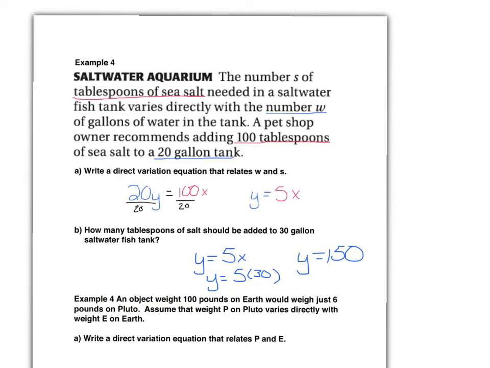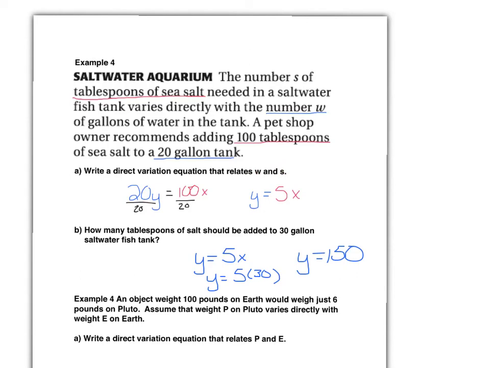Okay, so I've already kind of highlighted our information here. If I'm going too quickly, you guys can go ahead and pause this and look it over as I've highlighted it here. So I've underlined the tablespoons of sea salt and the 100 tablespoons down here in red. And then when I wrote them in my equation, I wrote them in red also. And then I did my water stuff, my 20-gallon tank, and my W. And I just changed the W to Y and the S to X. That's fine. But we ended up with something that looks like this.